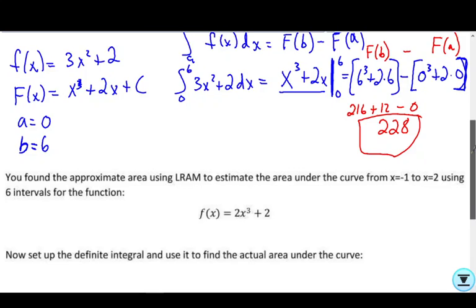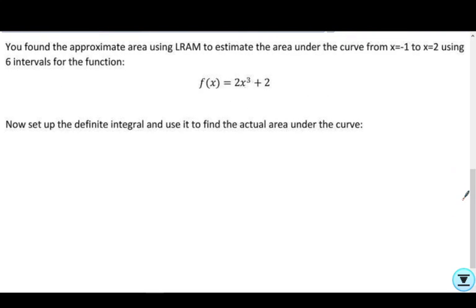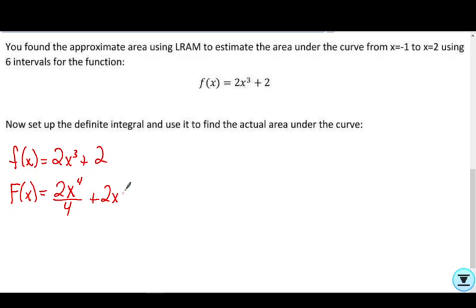Now, the second one, same thing. Okay, we're going to use the same equation. So, again, I know what f of x is. f of x is 2x cubed plus 2. So I need to find the antiderivative first. Okay? So for 2x cubed, when you find the antiderivative, you add 1 to the power, which is 4, divide by the new power, which is 4, plus 2x plus c. Okay, and we'll simplify that to 1/2 x to the 4th plus 2x plus c.